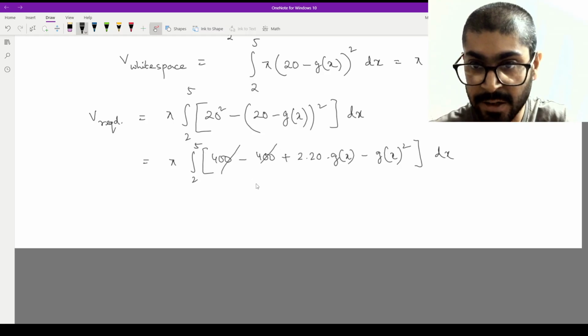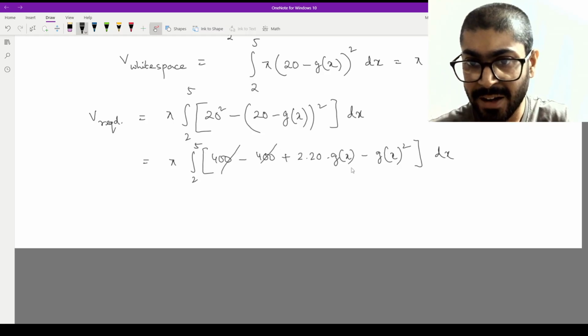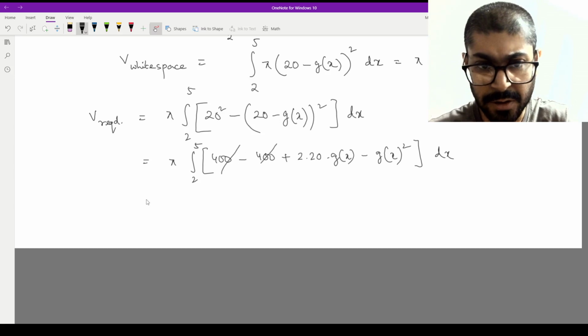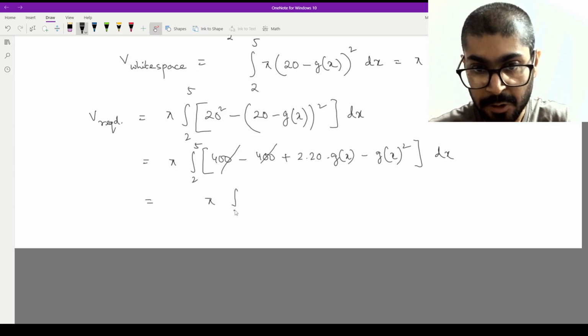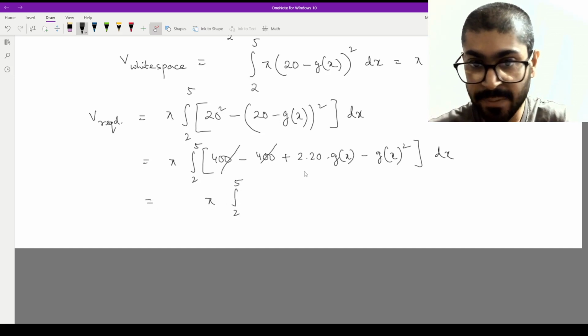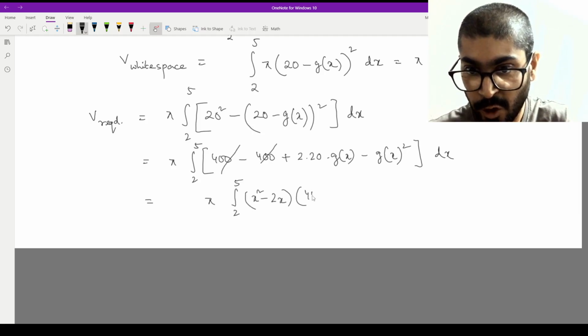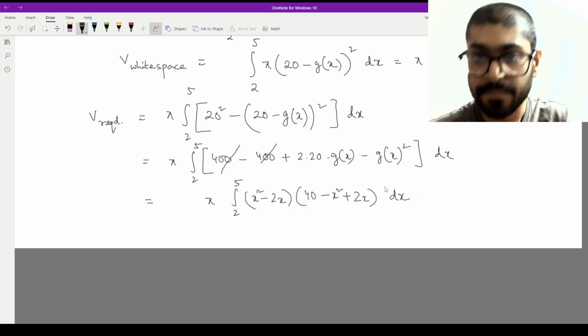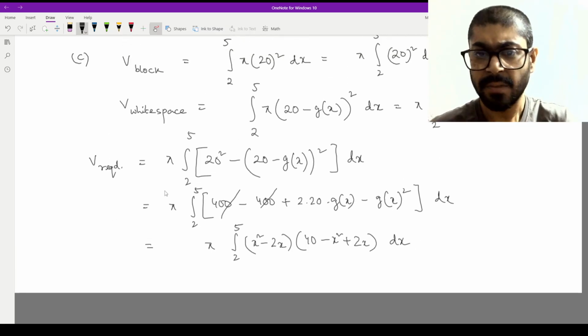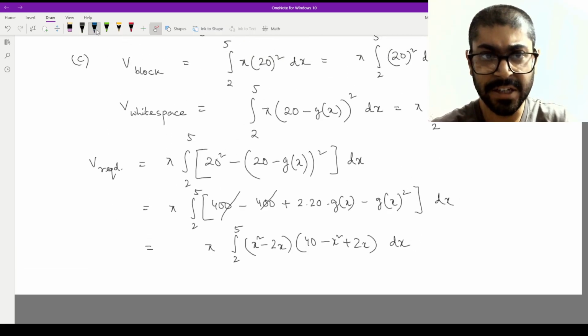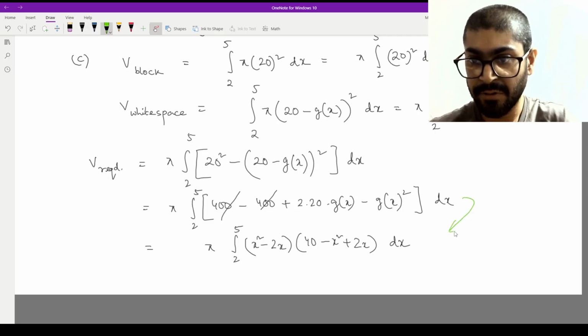So this will get cancelled, this will be 400. I know the value of g(x) also, right? So this will be pi times the integral from 2 to 5 of 40 times g(x), where g(x) is x squared minus 2x, so 40 times (x squared minus 2x), minus (x squared minus 2x) whole squared. You can leave it here. Any simplification after this particular step would have given you the full marks.